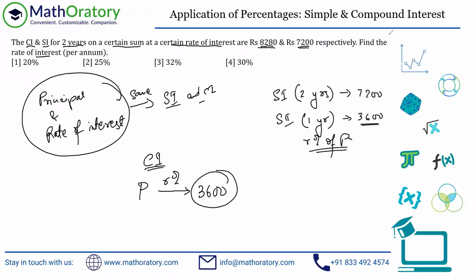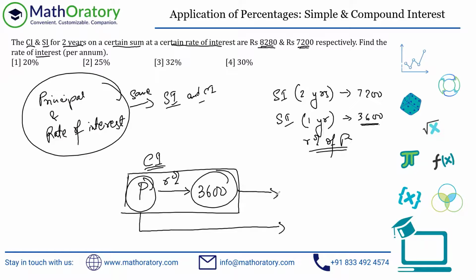Now, the interesting part that happens is for the second year. Once you are in the second year, both this principal as well as 3600 are part of the amount, right? And if you remember the basics of compound interest, the interest is always calculated on the amount, isn't it? So effectively, both of these are going to generate a certain interest. You're going to have a certain interest generated from the original P, as well as this 3600 generating an interest of R%, so that R is not changing.